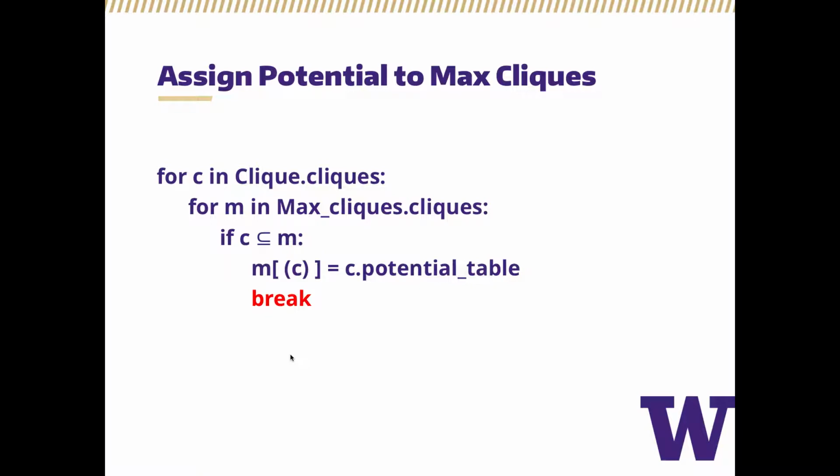To assign potentials to max cliques, each potential function can only be assigned to a max clique if it's a subset of that max clique. That's why I put a tie-breaking rule here to break up ties.